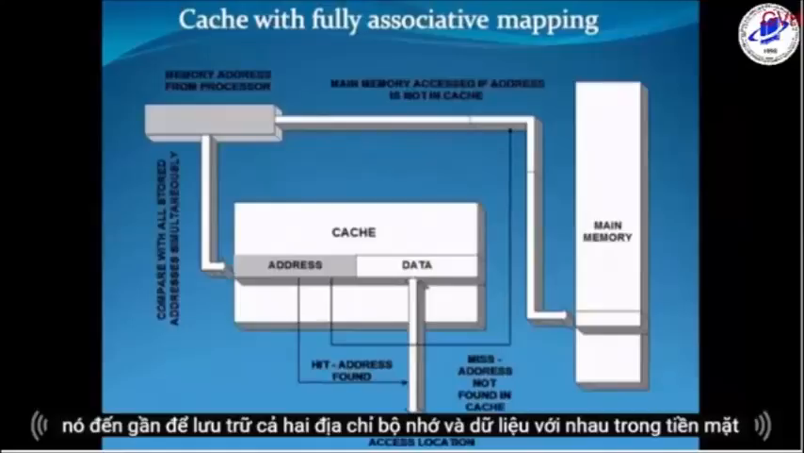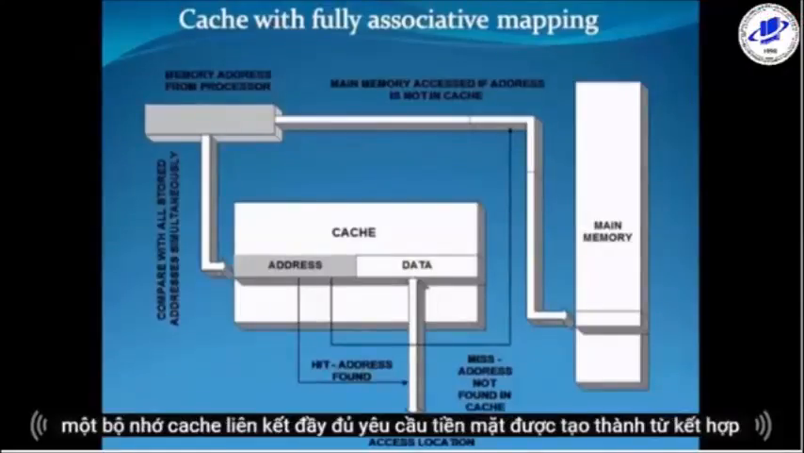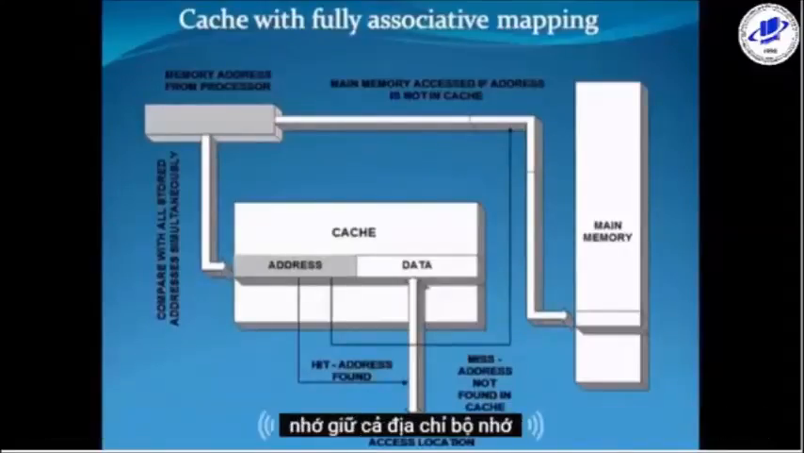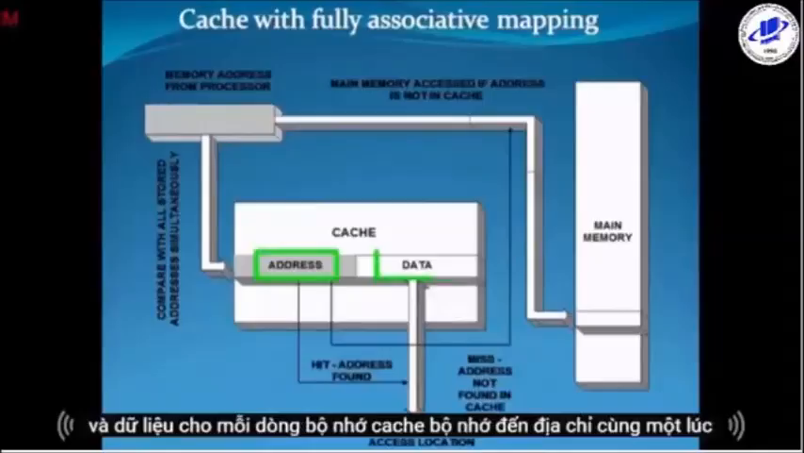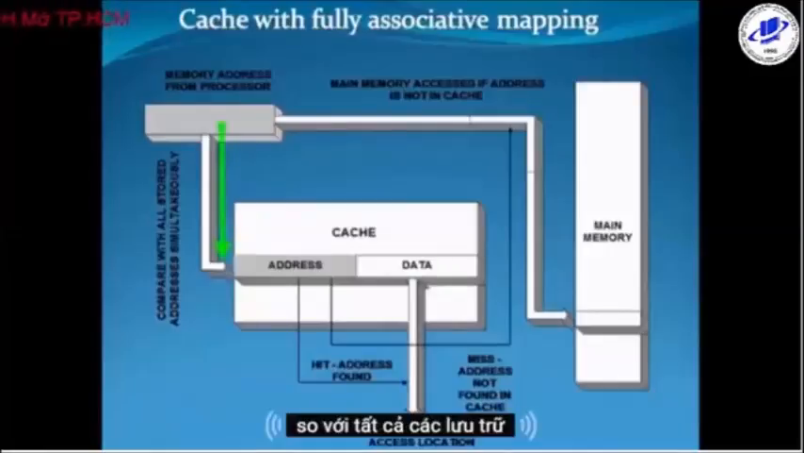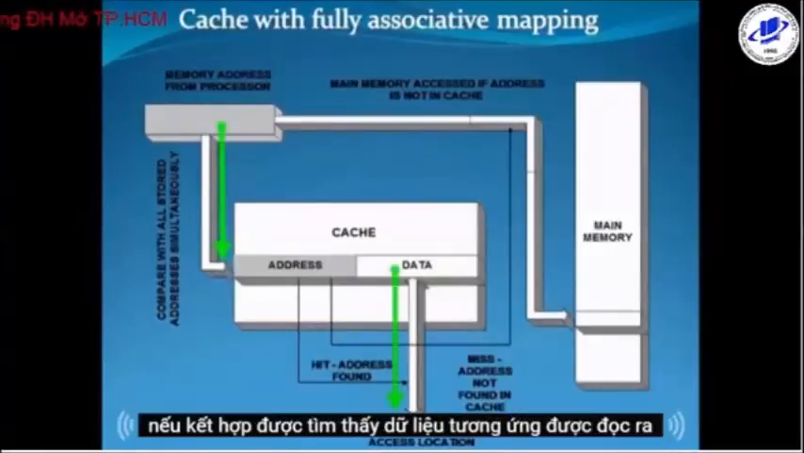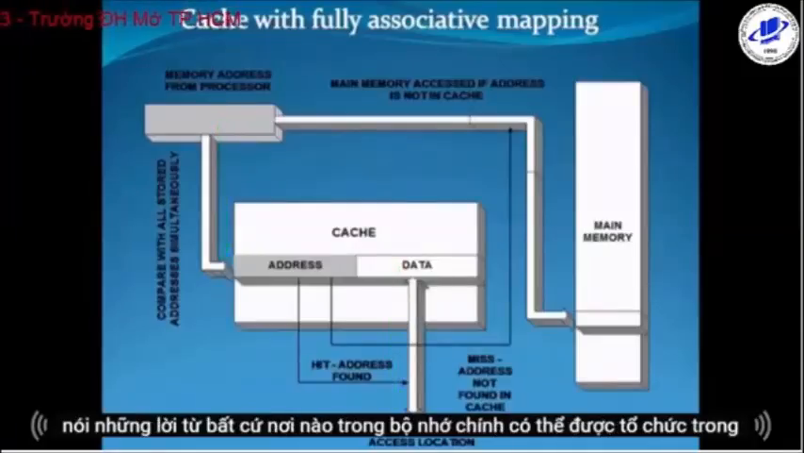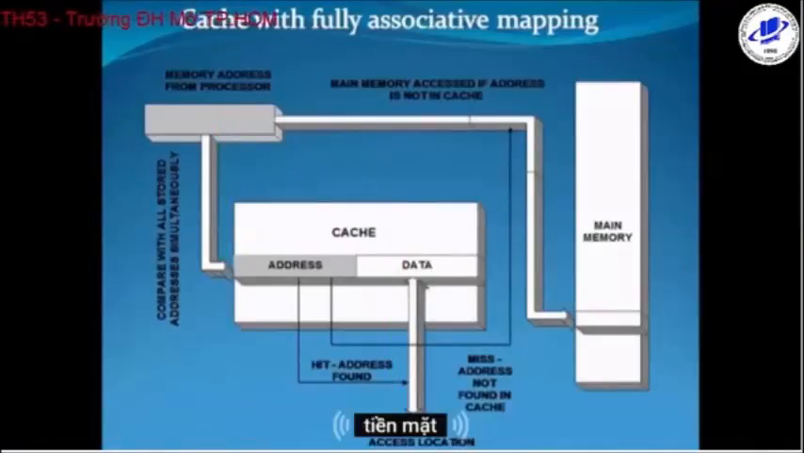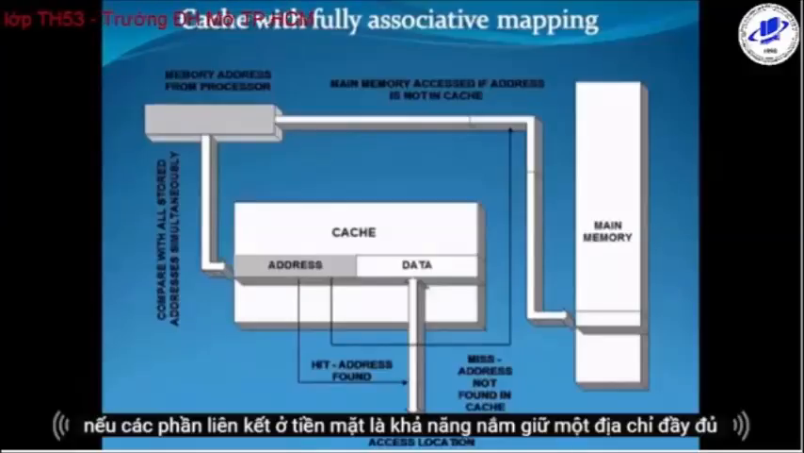Its approach is to store both memory address and data together in the cache. A fully associative cache requires the cache to be composed of associative memory holding both the memory address and the data for each cache line. The incoming memory address is simultaneously compared with all stored addresses. If a match is found, the corresponding data is read out. Single words from anywhere within the main memory could be held in the cache, if the associative part of the cache is capable of holding a full address.